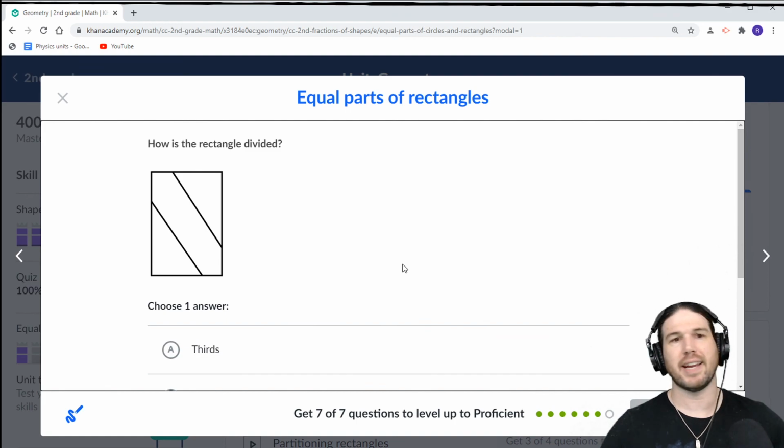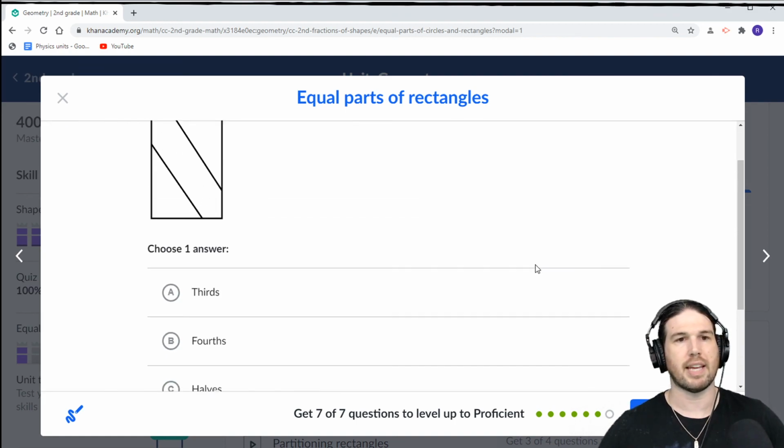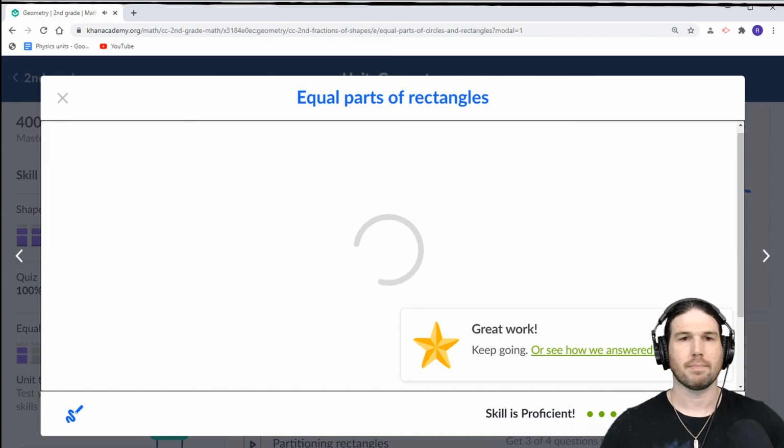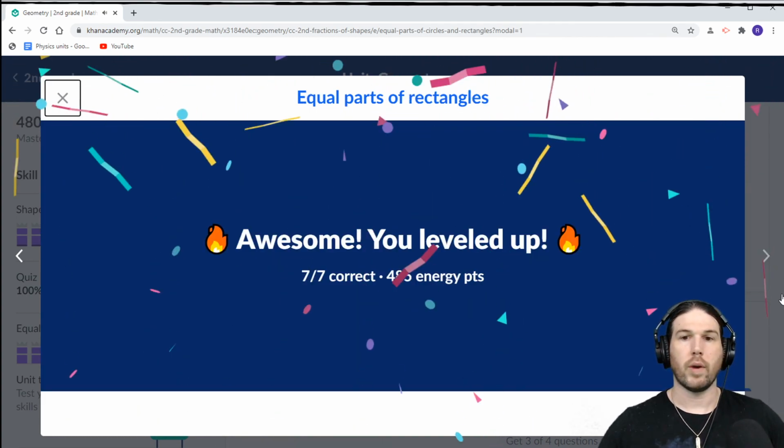This rectangle is divided in some random fashion. It's definitely not thirds. We are almost done.